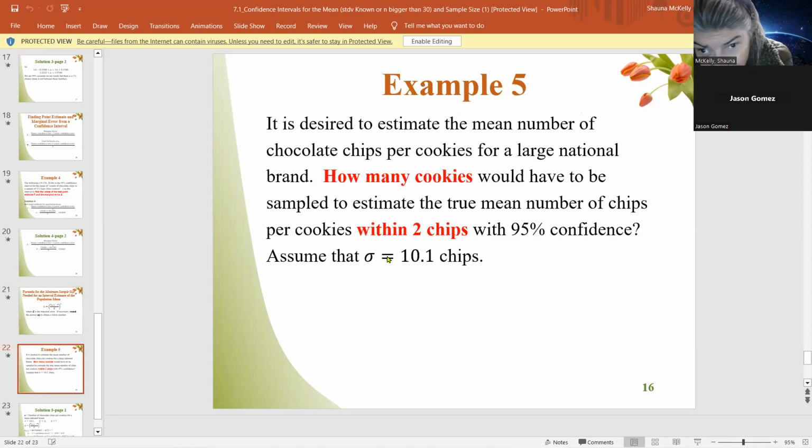So let me show you an example of this. It is desired to estimate the mean number of chocolate chips per cookie for a national brand. How many cookies would have to be sampled to estimate the true mean number of chips per cookie within 2 with 95% confidence? Assume that sigma is 10.1. So the within, within 2 chips or whatever, that's your E. So they're giving you E here.